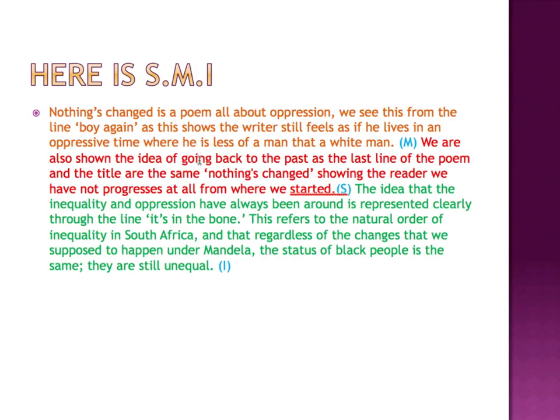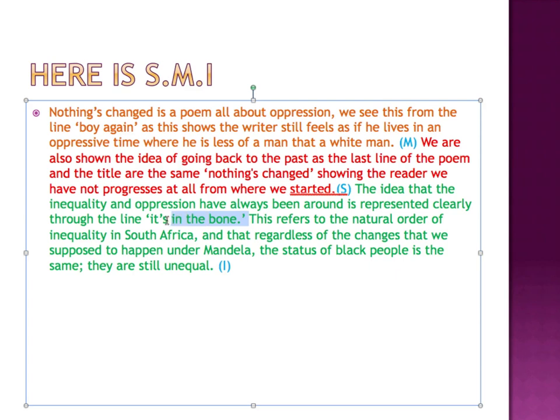So before this, the rest of it's exactly the same, but here we have slightly elongated. The idea that the inequality and oppression have always been around is represented clearly through the line, "it's in the bone." This refers to the natural order of equality and inequality in South Africa, and that regardless of the changes that were supposed to happen under Mandela, the status of black people is the same. They are still unequal. And that's the idea of the image being transported there. It's in the bone. It's natural to us. There's nothing that perhaps will be done about it in such a short space of time.